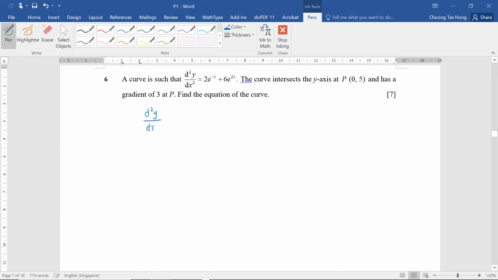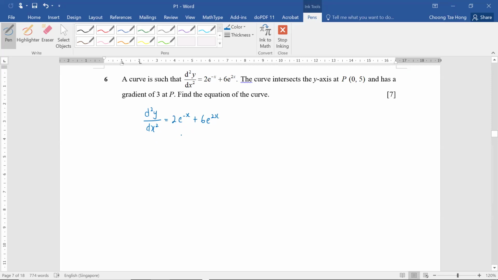So d2y/dx squared is 2 times e to the power of negative x plus 6 times e to the power of 2x. This is the second derivative, right? If we integrate the second derivative, then we will get the first derivative dy/dx, which is actually the gradient function.